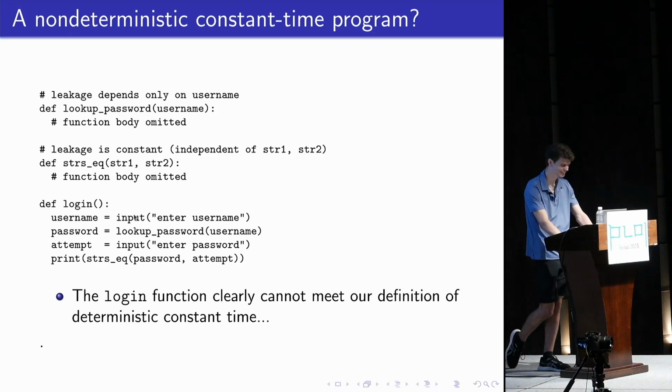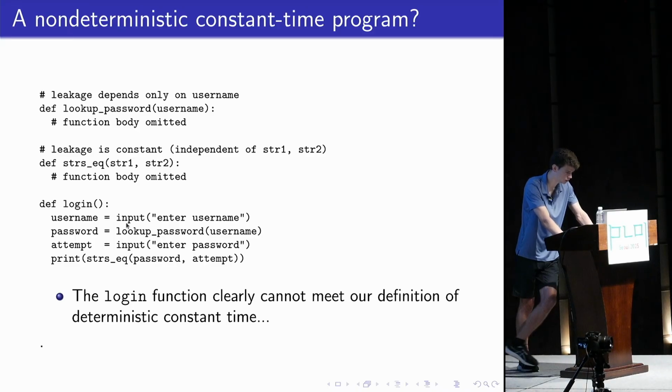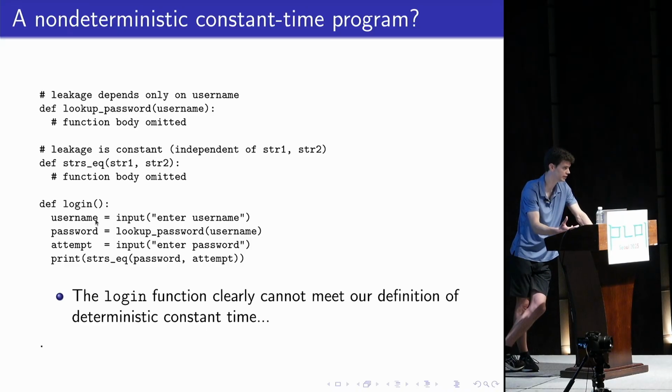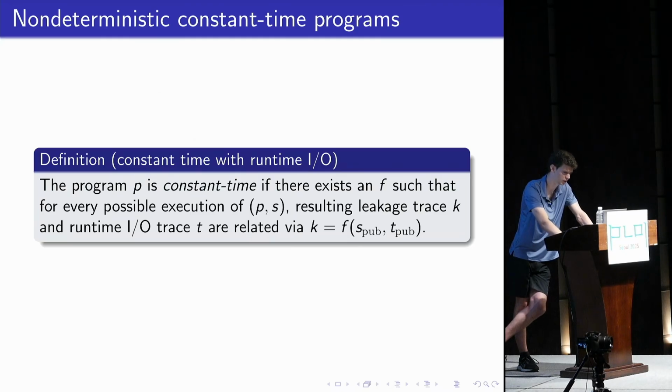So we have this toy login function here. It takes an input and checks whether the password input is correct, and now the leakage trace of this login function is going to be non-deterministic, because the leakage of this lookup password function depends on the input to it, and this is a runtime input that we model as being non-deterministic. So certainly this is not going to meet our definition of deterministic constant time, because the leakage trace is not going to depend only on public initial state.